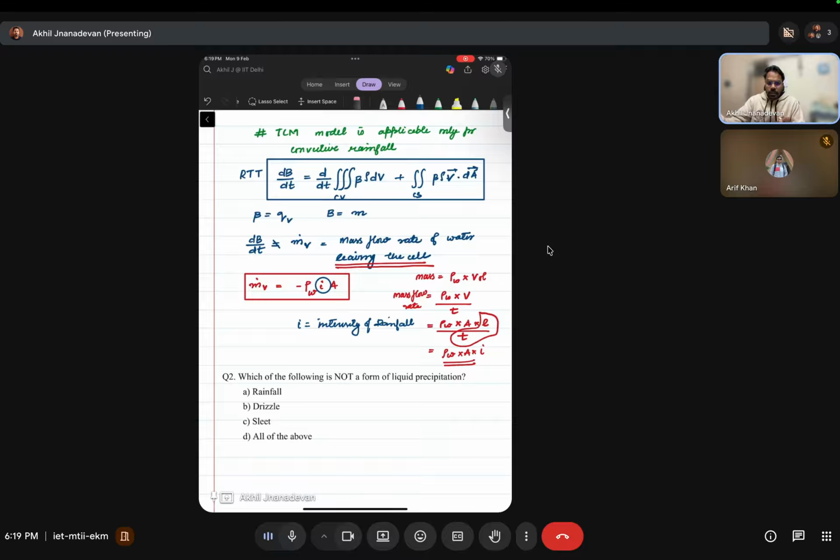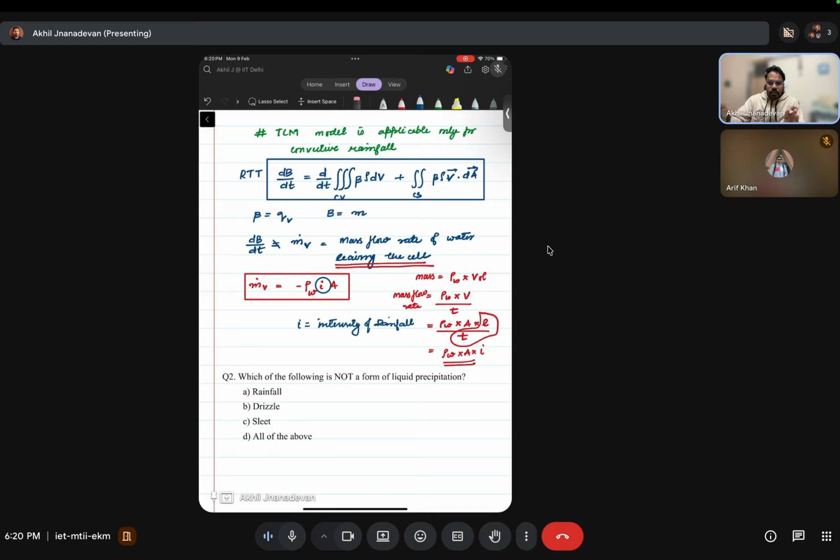And the RHS, we can make some assumptions, like we assume it is a steady state, then the first term gets cancelled, and we are only left with the net outflow. In that we can apply the RTT for the outflow region where we have the dry air. Such derivation we have already seen. So with such simplification, we'll finally get an expression for intensity.